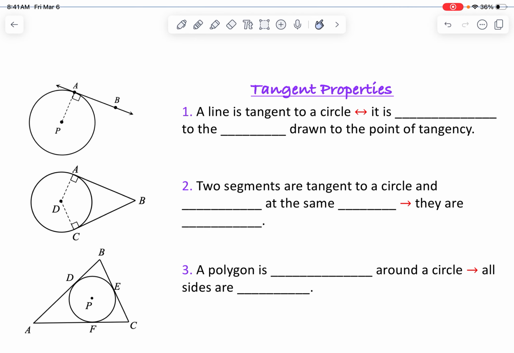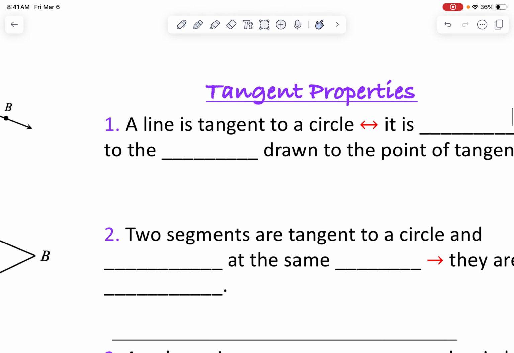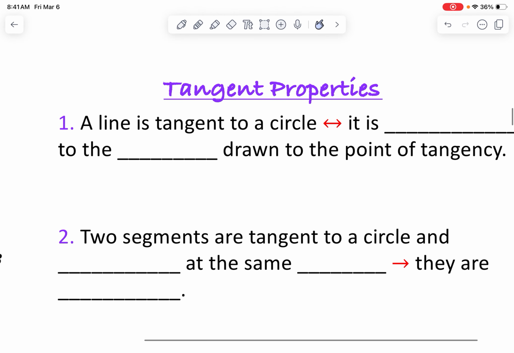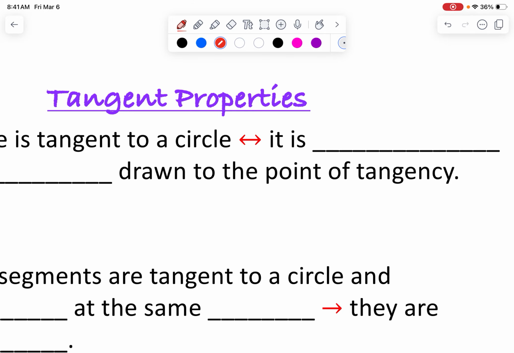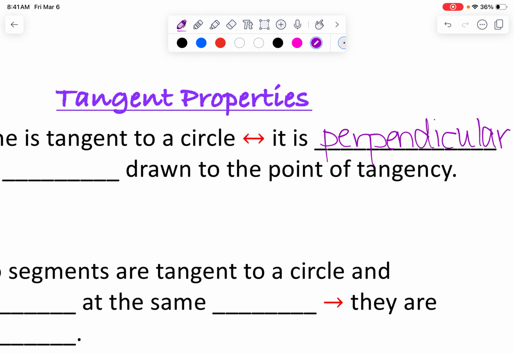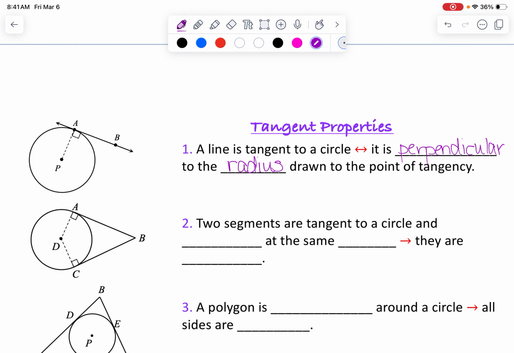The first one is, in this picture, you're going to see this here in a second. A line is tangent to a circle if and only if, remember that's what that double arrow means, if and only if it is perpendicular. I'm going to write that in there. Okay, perpendicular to the radius drawn to the point of tangency.